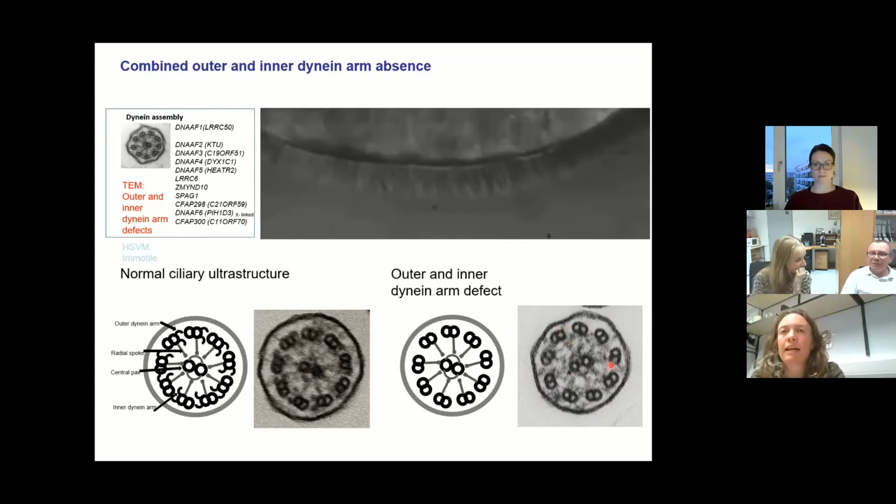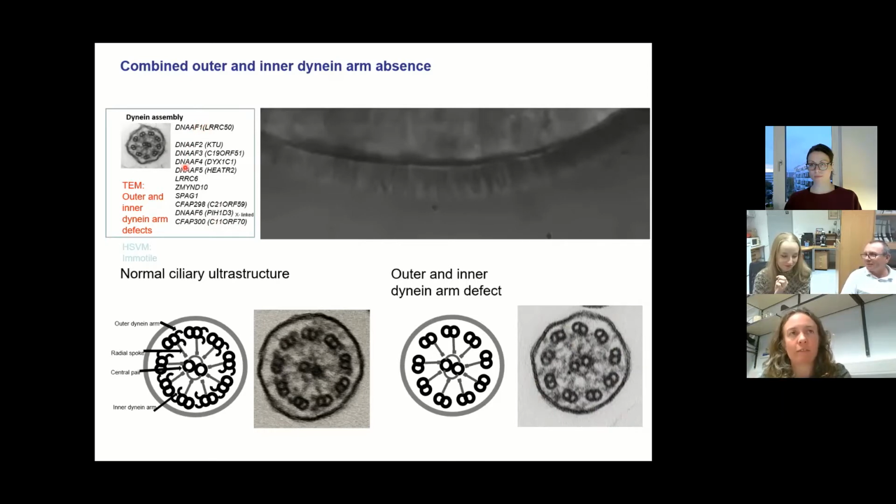And because those outer and inner dynein arms are missing, and those are the power of the cilia moving, then you tend to see with that complete lack of movement or very little movement by high-speed video microscopy. And we now know that these combined outer and inner dynein arm defects are mainly caused by gene defects in things that are related to dynein assembly within the cell.